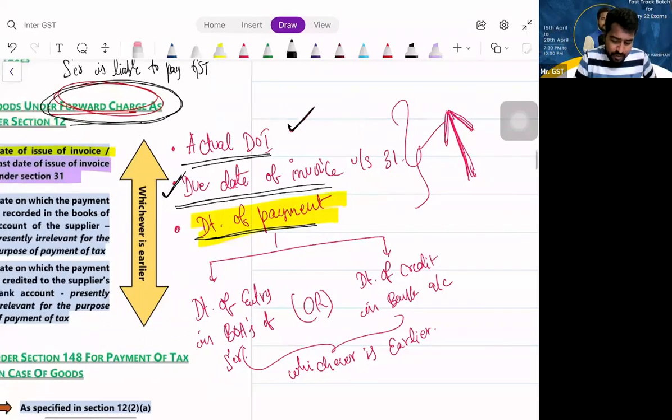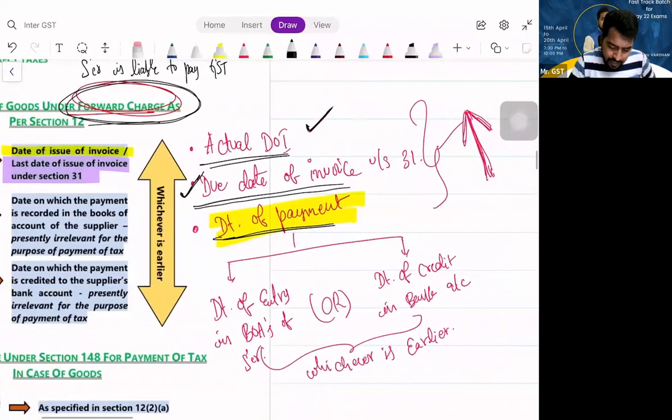What else should I compare? Sir, I should compare date of payment also. How many dates I should compare, sir? 3 dates. Simple. Section 12, subsection 2, 3 dates you have to compare. What are the 3 dates, my dear friends? Date of invoice, due date of invoice, date of payment.